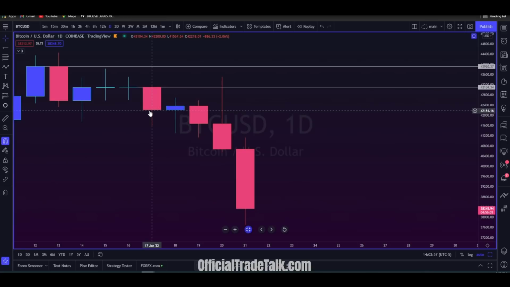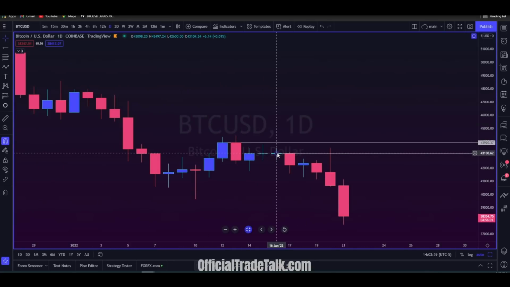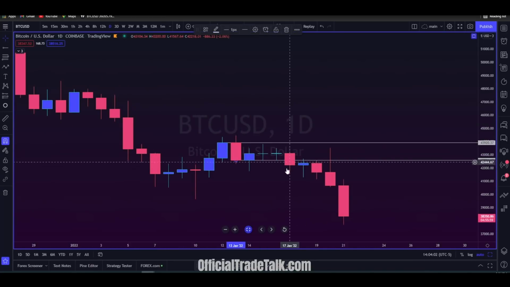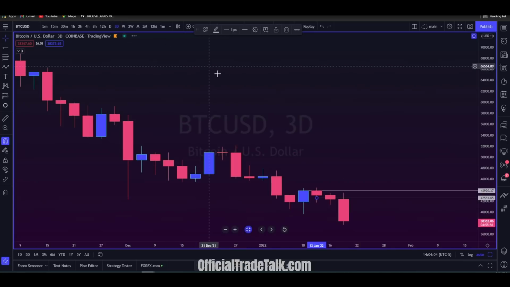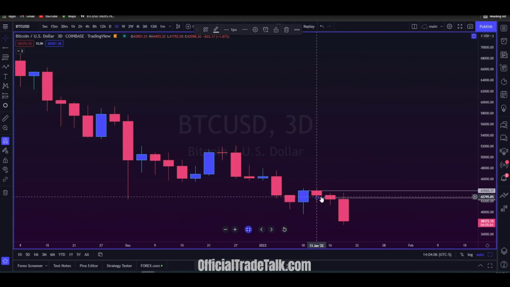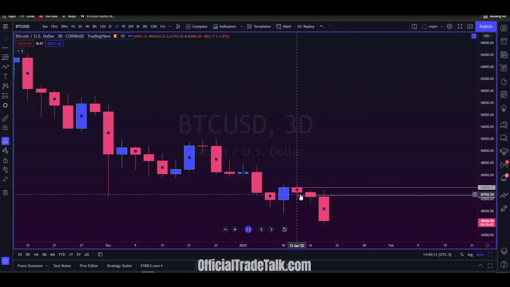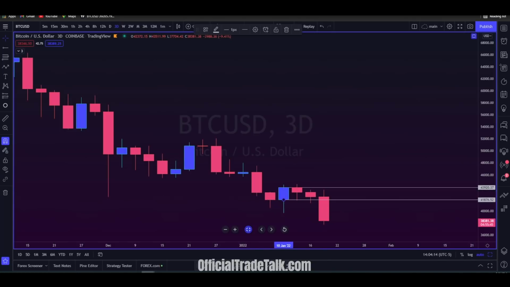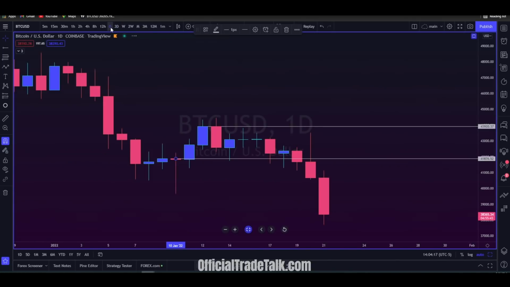Now, you hadn't taken out 3-day support yet, but you did take out daily support, so we were leaning a little bit heavier on the fact that we were going to probably see downside continuation. You can see here that this was the support level on the 3-day that we were watching, and you did close back above.